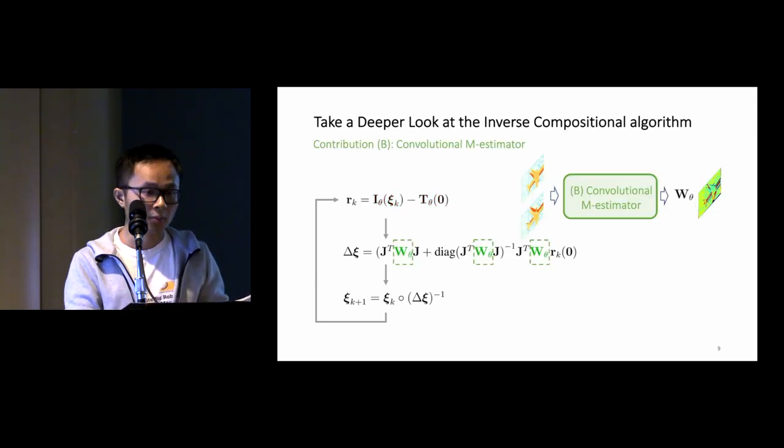Second, we propose a convolutional M-estimator to learn the weight matrix using both views of features. The learned M-estimator can more effectively leverage the context and the high-order information to weigh the samples.